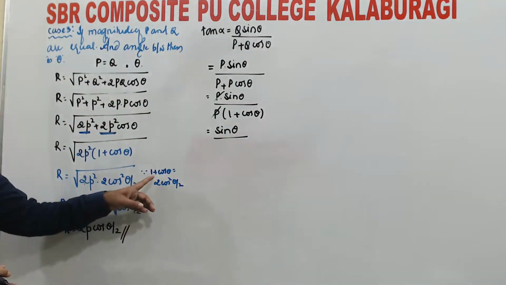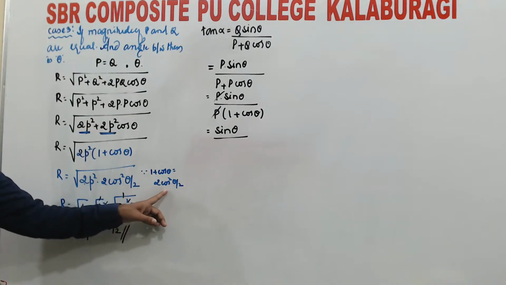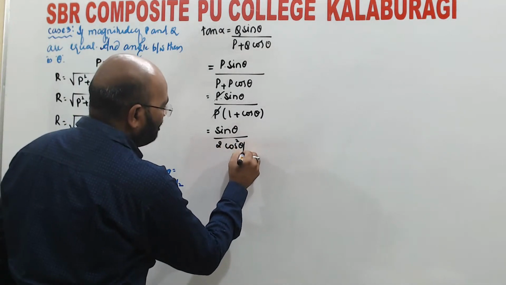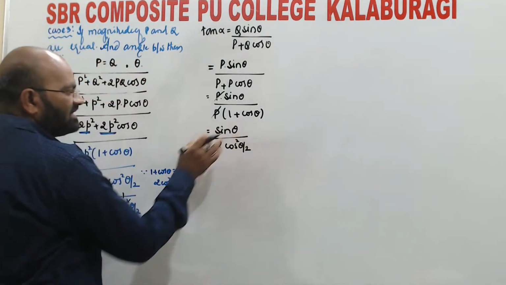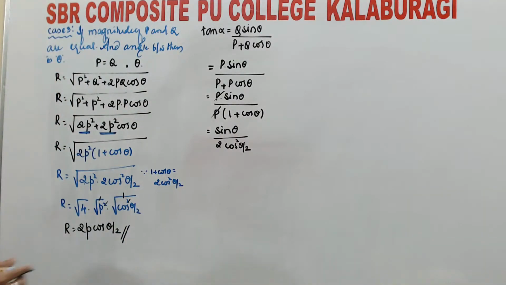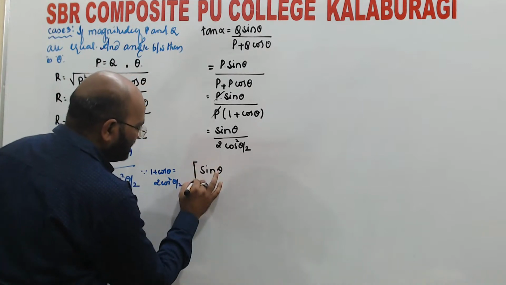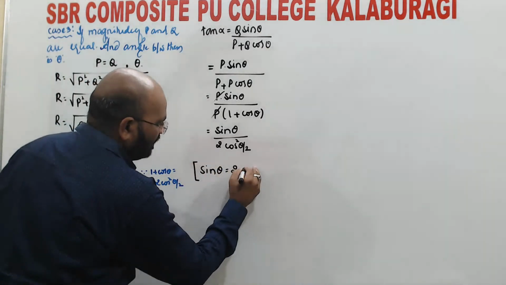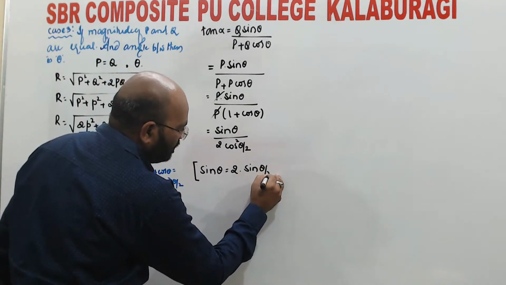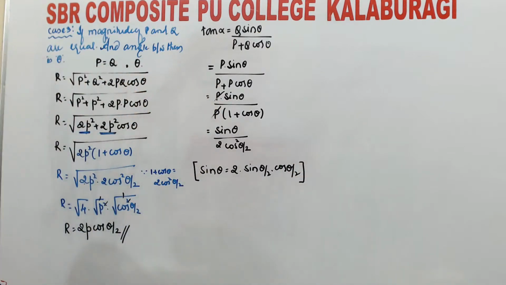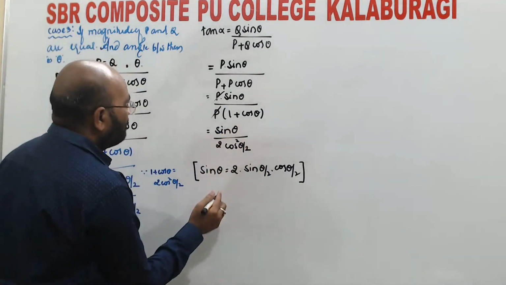You see, 1 plus cos theta can be written as 2 cos square theta by 2. Half angle. Can we write sine theta as a half angle? Yes, we can. That is, sine theta is equal to, remember, the trigonometric function: sine theta can be written as 2 into sine theta by 2 into cos theta by 2. Remember this condition. Then substitute in the equation.